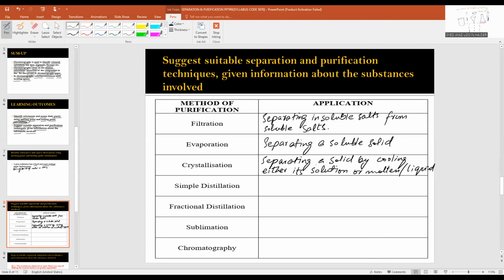Simple distillation, separating a liquid from a solution. Fractional distillation, separating a mixture of miscible liquids.